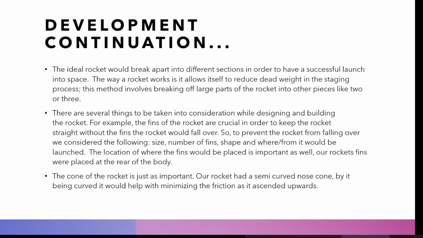So to prevent the rocket from falling over, we considered the size, the number of fins, the shape, and where it would be launched from. The location of where the fins would be placed is important as well. We wouldn't want to have anything in the middle, so we chose to put the fins at the rear of the body. The cone of the rocket is just as important. Our rocket had a semi-curved nose cone. By being curved, it helps minimize friction as it ascends upwards.